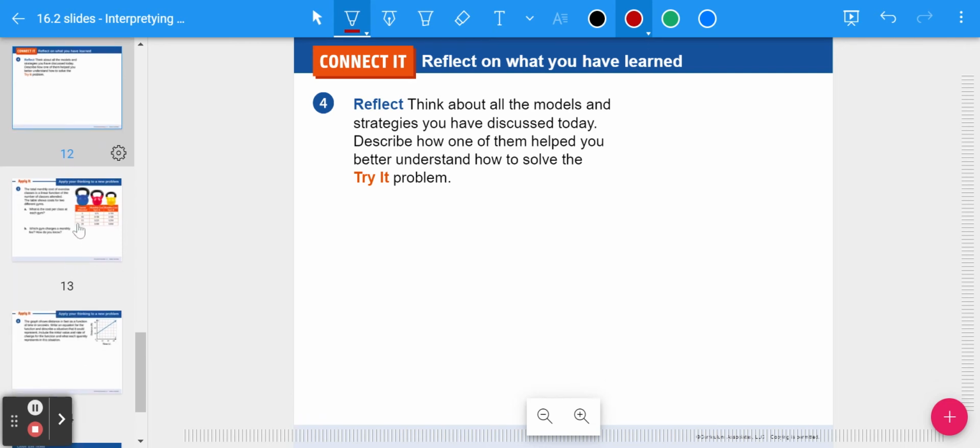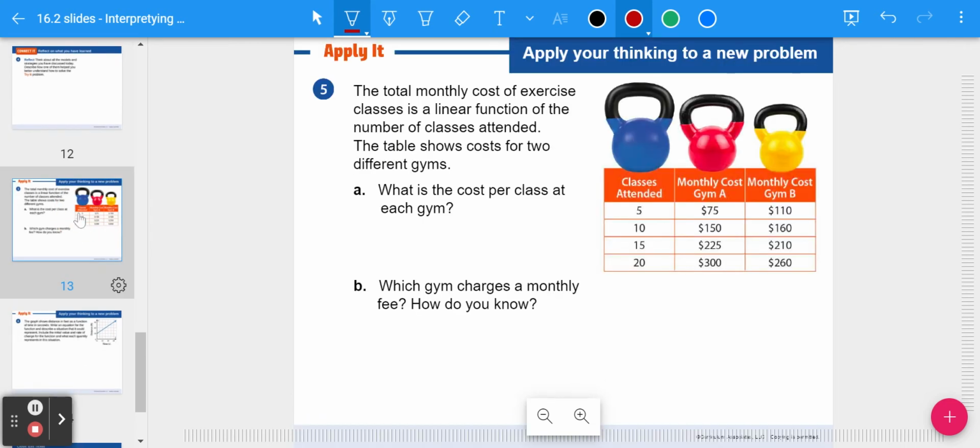What I want to do is jump straight to our second example, number 5. Go to number 5. I really would like you to try this on your own. It says the total monthly cost of exercise classes is a linear function of the number of classes attended. So you can see the table showing the costs for 2 different gyms based on every 5 classes you attend. These are all going up by 5. You can see there should be a constant rate.